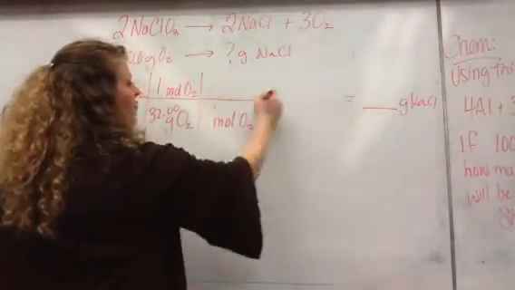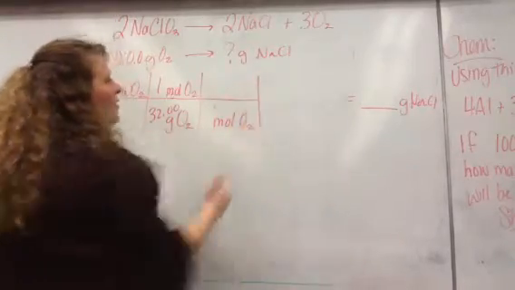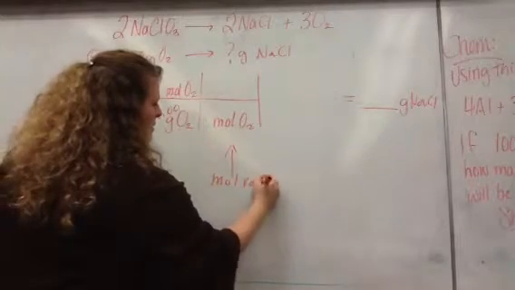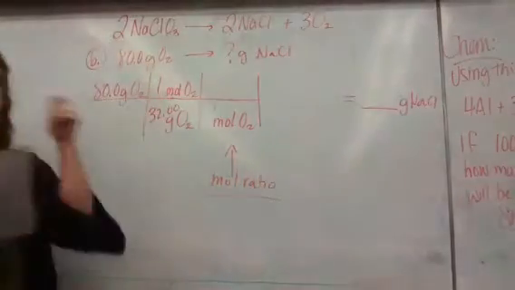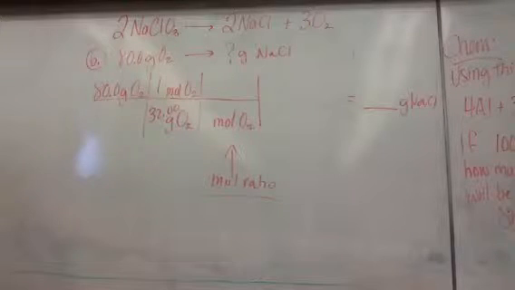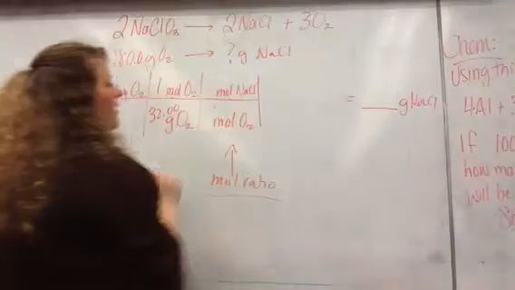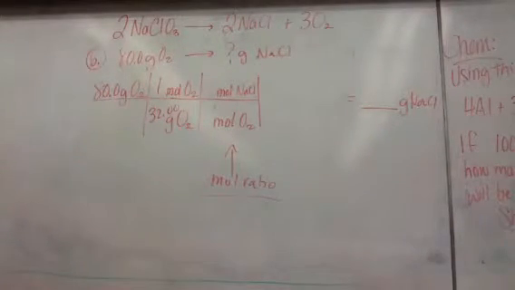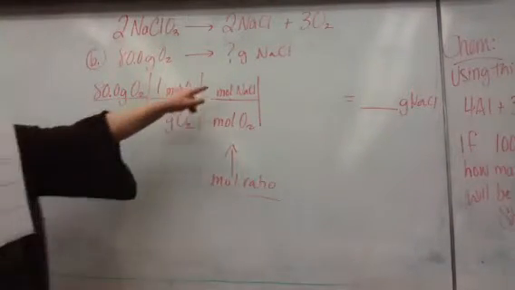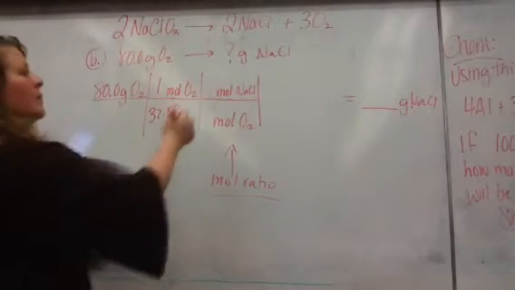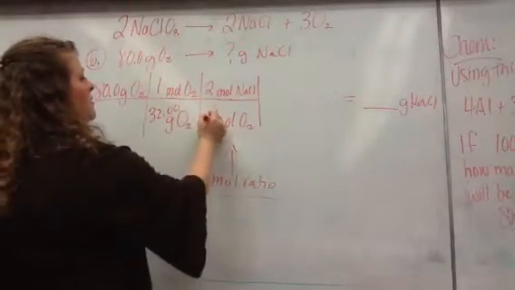We want to get into grams of NaCl. What units and what chemical? This is our mole ratio. So here's the mole ratio. What units, what chemical? Give me a unit. Yep, on top. Moles of NaCl. Okay, and what is our mole ratio? How many moles of NaCl for every how many moles of O2? 2 to 3. Yep, 2 to 3.